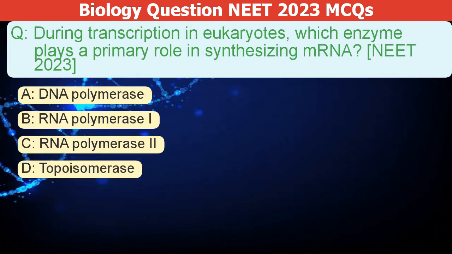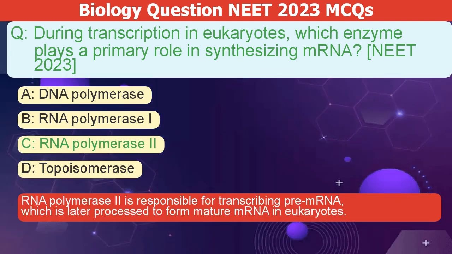During transcription in eukaryotes, which enzyme plays a primary role in synthesizing mRNA? NEET 2023. A. DNA polymerase. B. RNA polymerase I. C. RNA polymerase II. D. Topoisomerase. The correct answer is C. RNA polymerase II is responsible for transcribing pre-mRNA, which is later processed to form mature mRNA in eukaryotes.